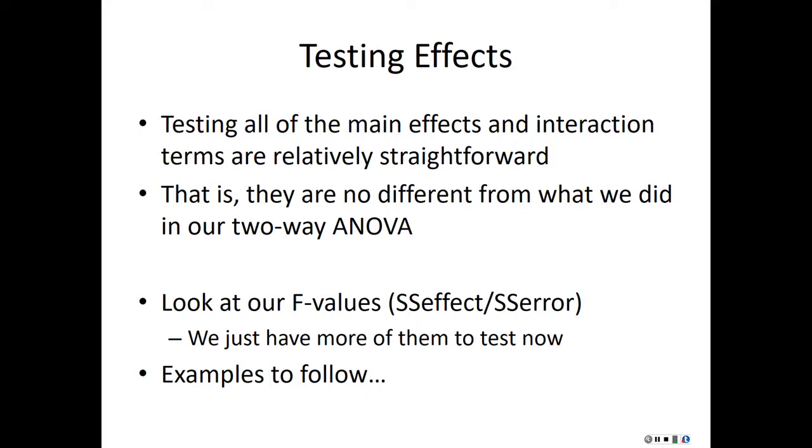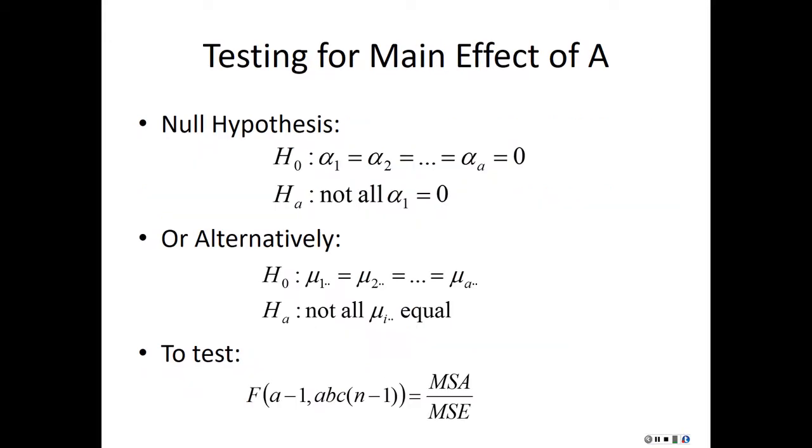Interaction terms, same way, we're going to do plots. Now we just have the three-way interaction plot that we can also do. So we'll look at our F values and we just have a lot more to test. I'm not going to show you every single one, just to save time. I'm going to show you one main effect and then you'll see that the others follow, right?